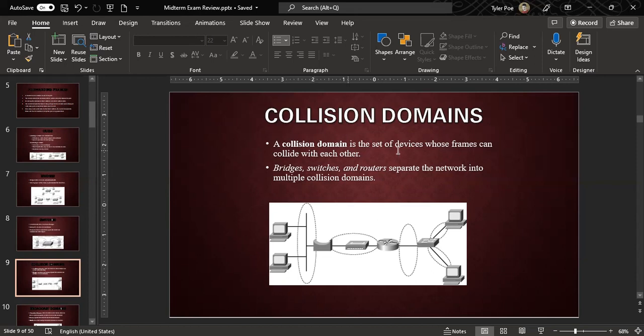A collision domain is a set of devices whose frames can collide with one another. As I just said, if you look at this picture here, the hub does not separate devices into collision domains. The hub is the only device that we talk about in this class that does not break networks into multiple collision domains. However, bridges, switches, and routers all break networks into multiple collision domains. That's very important for the exam. This is a very key topic right here. Bridges, switches, and routers separate networks into multiple collision domains. Hubs do not.